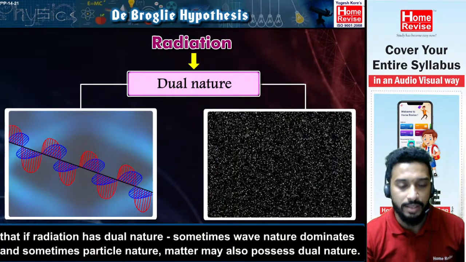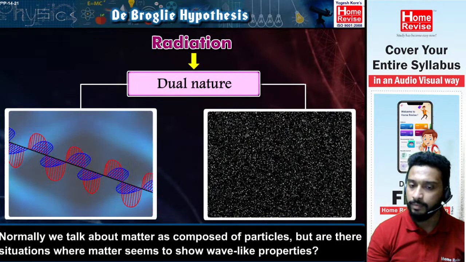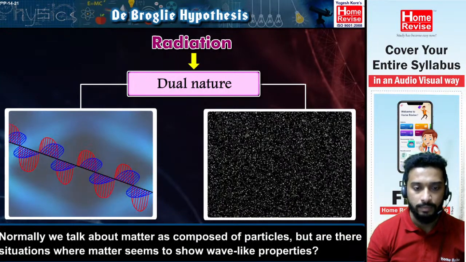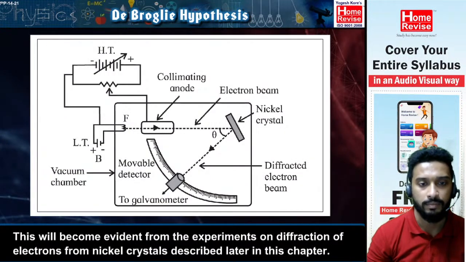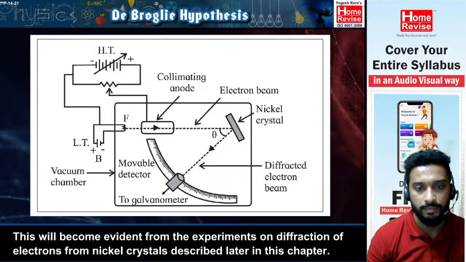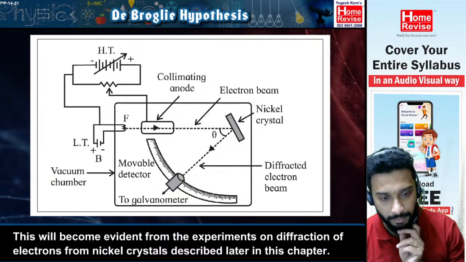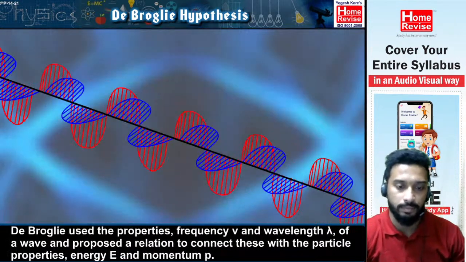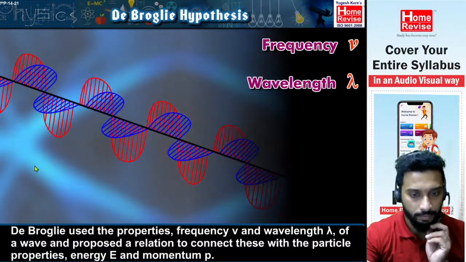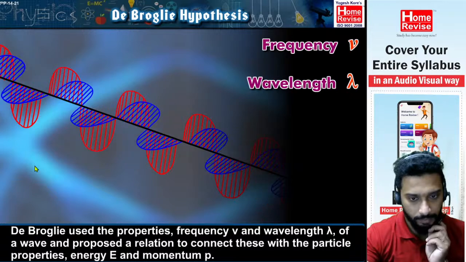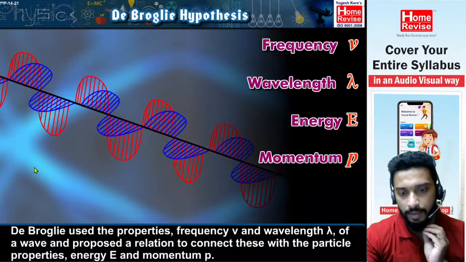Okay, this topic or this concept: matter also possesses dual nature. Normally, we talk about matter as composed of particles, but are there situations where matter exhibits wave-like properties? This will become evident from the experiments on diffraction of electrons from the nickel crystals described later in this chapter. De Broglie used the properties frequency nu and wavelength lambda of a wave and proposed a relation to connect these with the particle properties, energy E and momentum P.